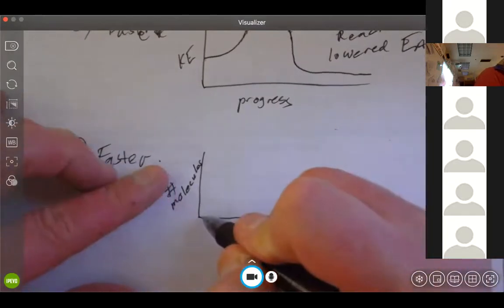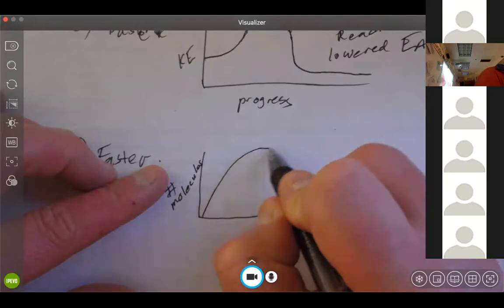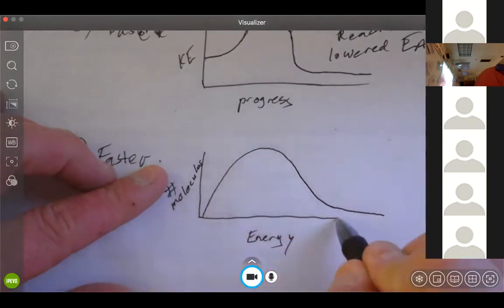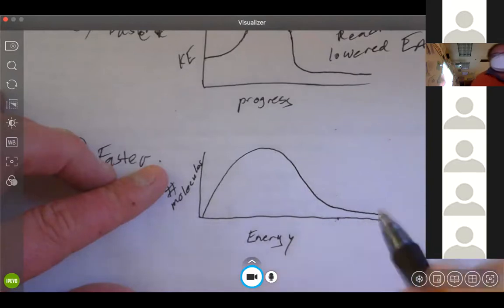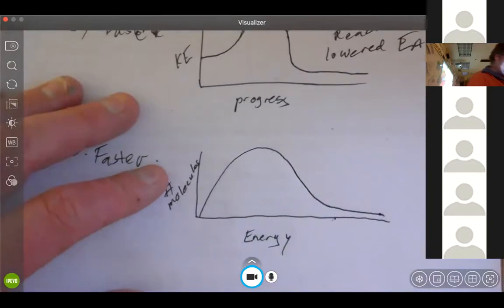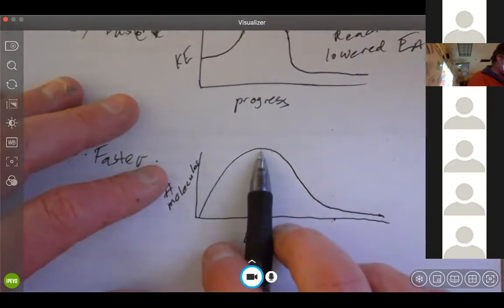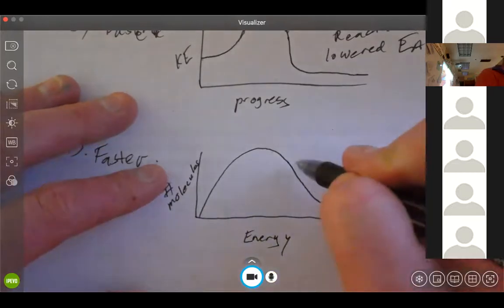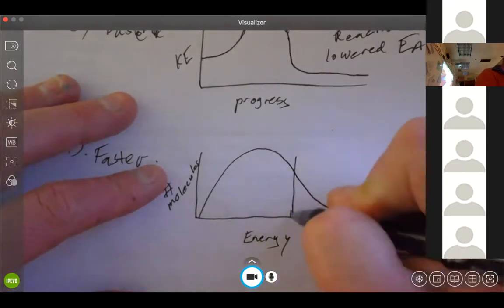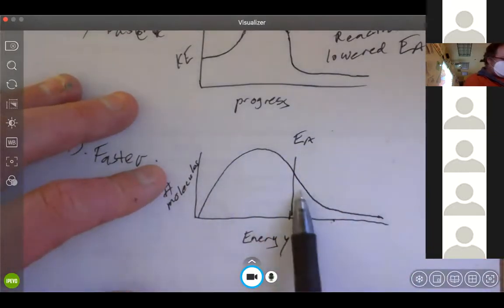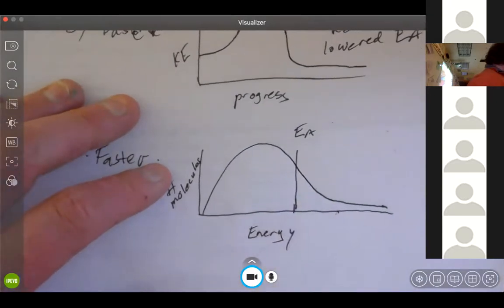So we will start here and we will make a curve. And that line will approach infinity as it goes that way. So that would be your distribution. The average temperature would be somewhere around here, right? Well, let's say that the activation energy is this right here. Not a lot of the area under this curve, not a lot of these particles have the energy required, right?